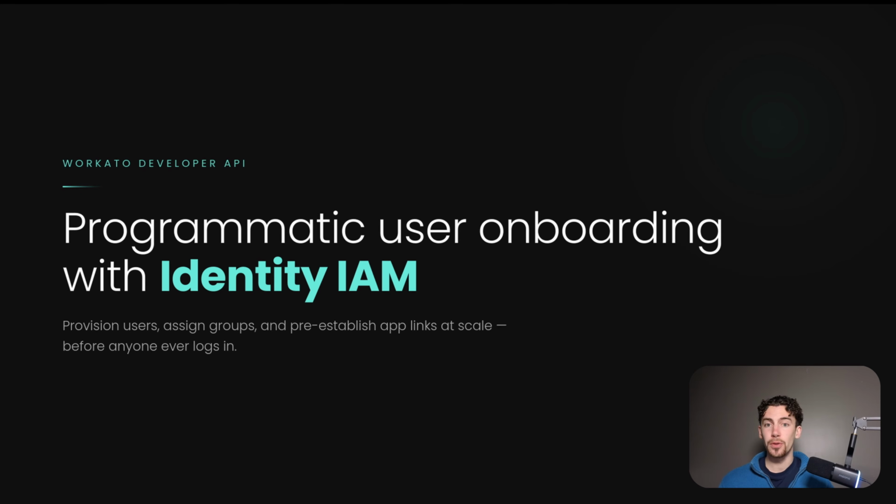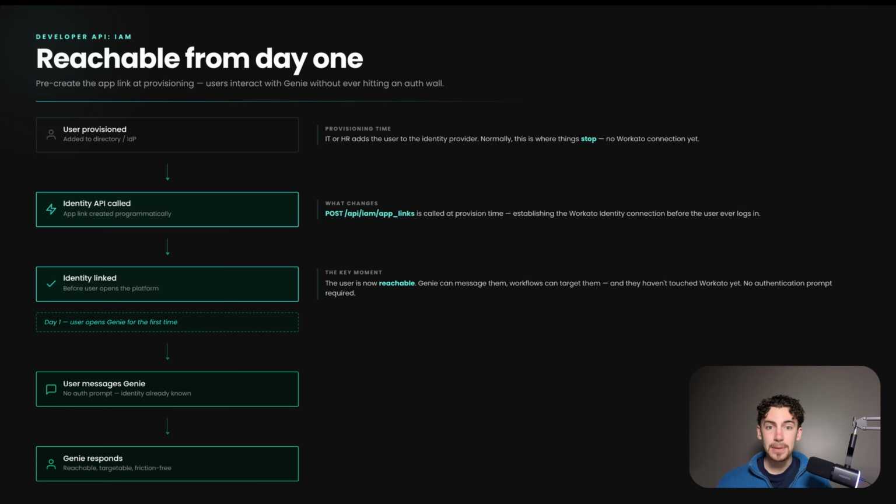Normally, a user is prompted to authenticate when they first interact with Genie. This is when they will be prompted to create and sign into their Workato identity account. But with the Identity API, we can establish that connection programmatically before the user ever opens a conversation. Pre-creating that app link at provisioning time means your users are reachable from day one.